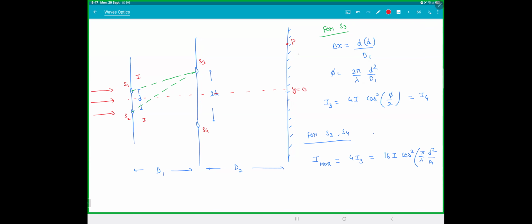Suppose you have taken a point P at a distance y, then for S4, S3, your path difference delta x would have been 2d. So in place of d we have 2d, and y by D2. This should give you another phase angle phi dash, which is 2 pi by lambda delta x. Then the intensity at point P would have been 4 I3 cos square phi dash by 2.